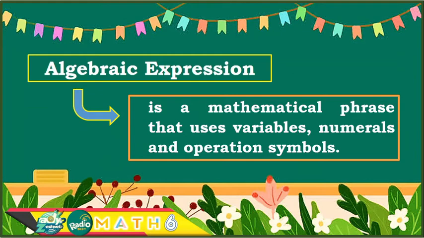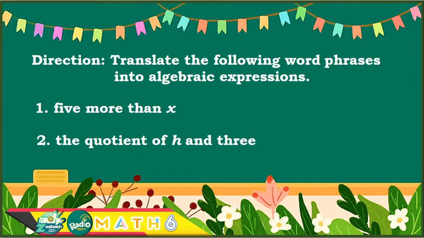You're right. Very good. At this time, let us evaluate your mastery of our lesson today by answering this short quiz. I will repeat each item twice so you have to listen attentively. Ready? Let's begin. Translate the following word phrases into algebraic expressions. Number 1, 5 more than x. Again, 5 more than x.